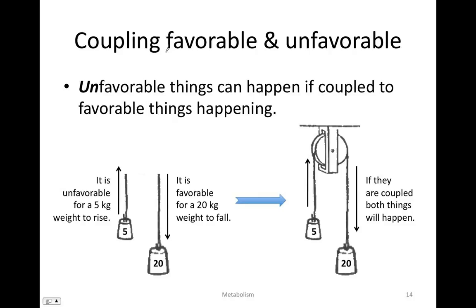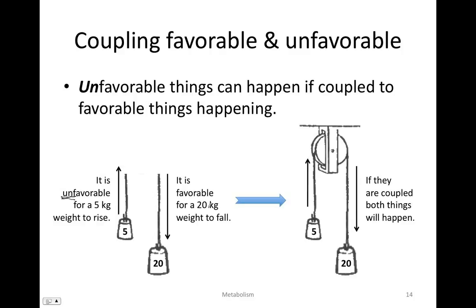Now, we can couple favorable reactions and unfavorable reactions in a way that we will talk about later. That means we can couple things that release energy with things that require energy to make both of them happen at the same time. For instance, something unfavorable like lifting a 5 kilogram weight. Will a 5 kilogram weight just spontaneously rise from the ground? Of course it won't. That's an unfavorable, energy requiring, non-spontaneous thing.